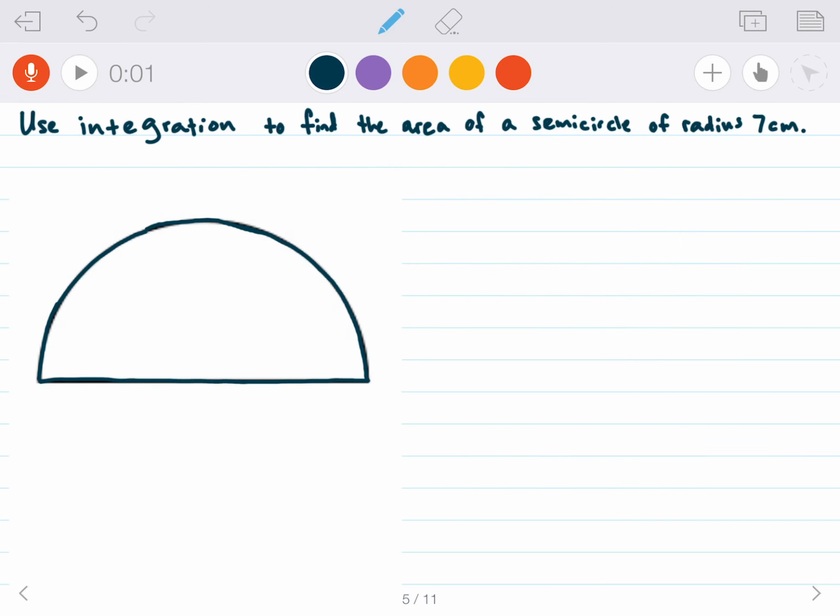Use integration to find the area of our semicircle of radius 7 centimeters. So the first thing we need to do is put this on the coordinate plane and then talk about upper and lower bounds and everything like that. So what I can do is make it, it's not perfectly drawn to scale. Let me see if I can do this a little bit better.